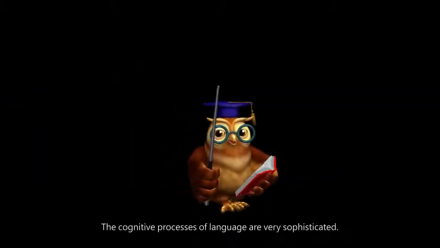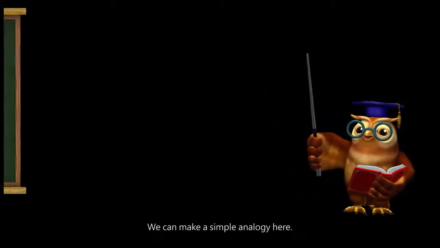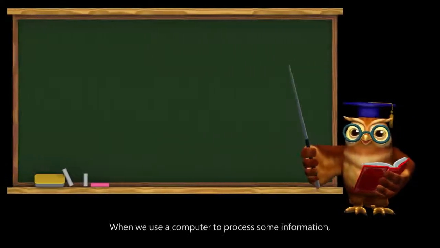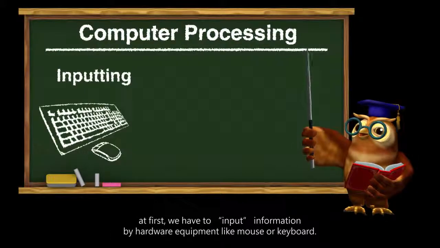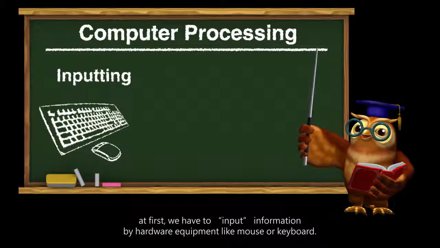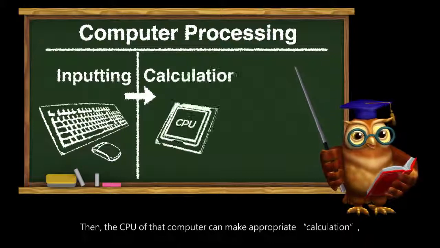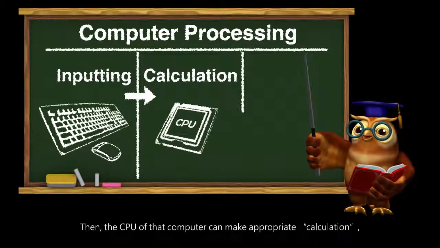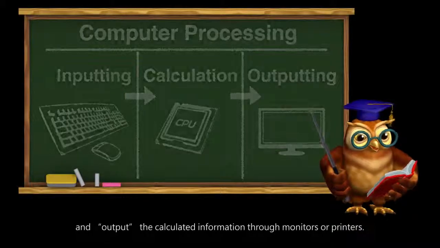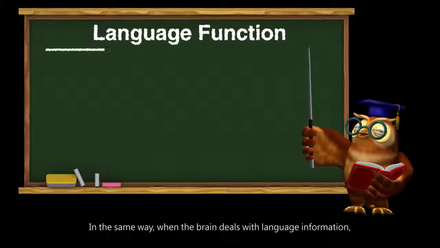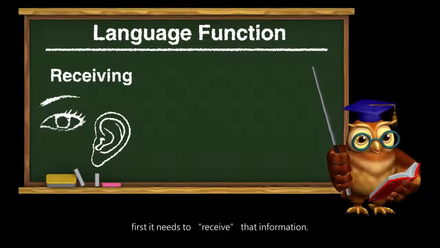The cognitive processes of language are very sophisticated. We can make a simple analogy here. When we use a computer to process some information, at first we have to input information by hardware equipment like mouse or keyboard. Then the CPU of that computer can make appropriate calculation and output the calculated information through monitors or printers. In the same way, when the brain deals with language information, first it needs to receive that information.